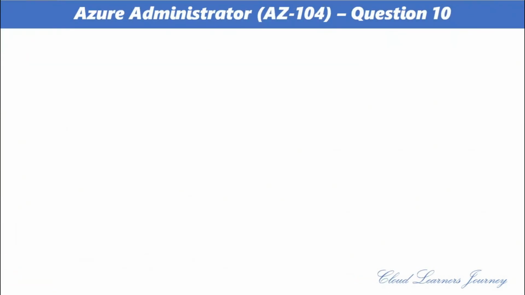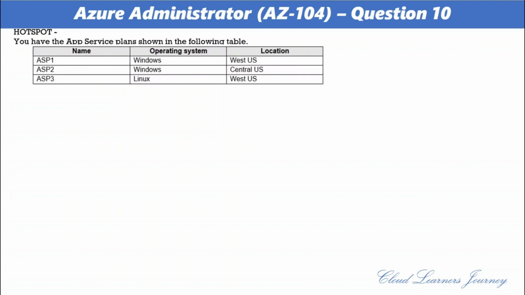Next, question number 10. You have the app service plans shown in the following table. Column names: name, operating system, location. ASP1 with Windows operating system in West US location. ASP2 with Windows operating system in Central US location. ASP3 with Linux operating system in West US location.